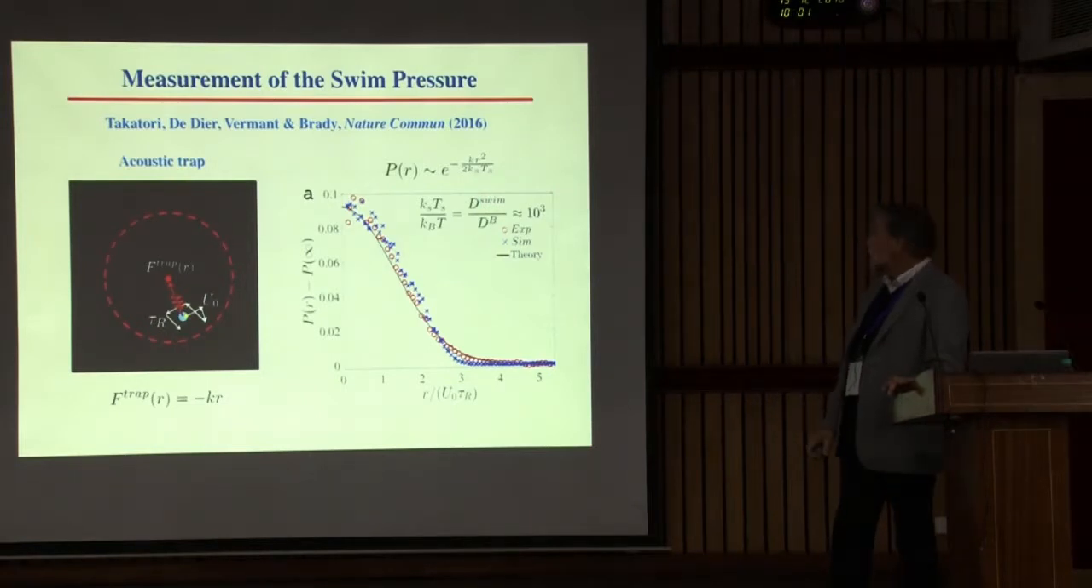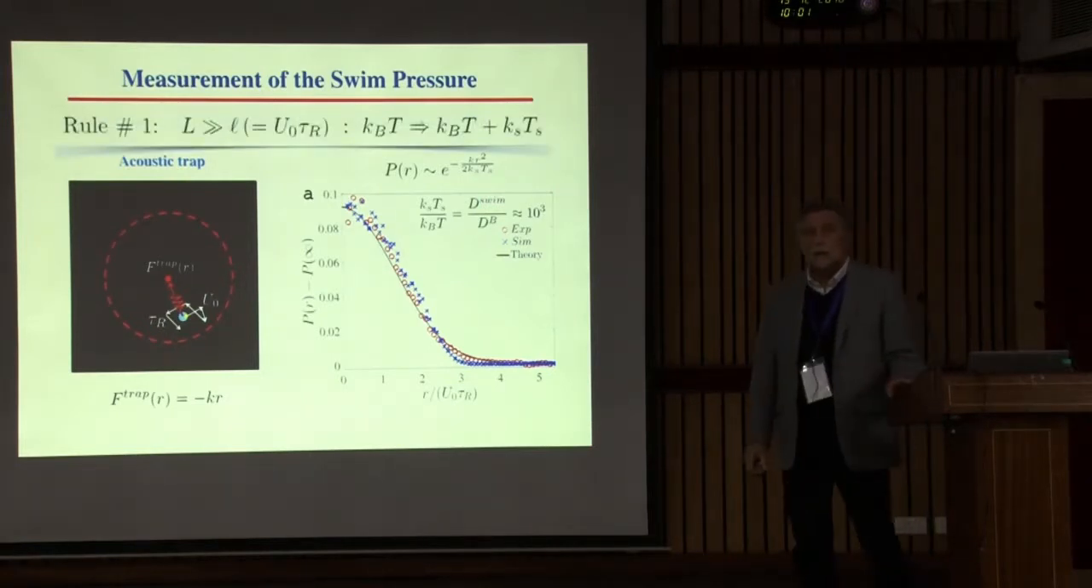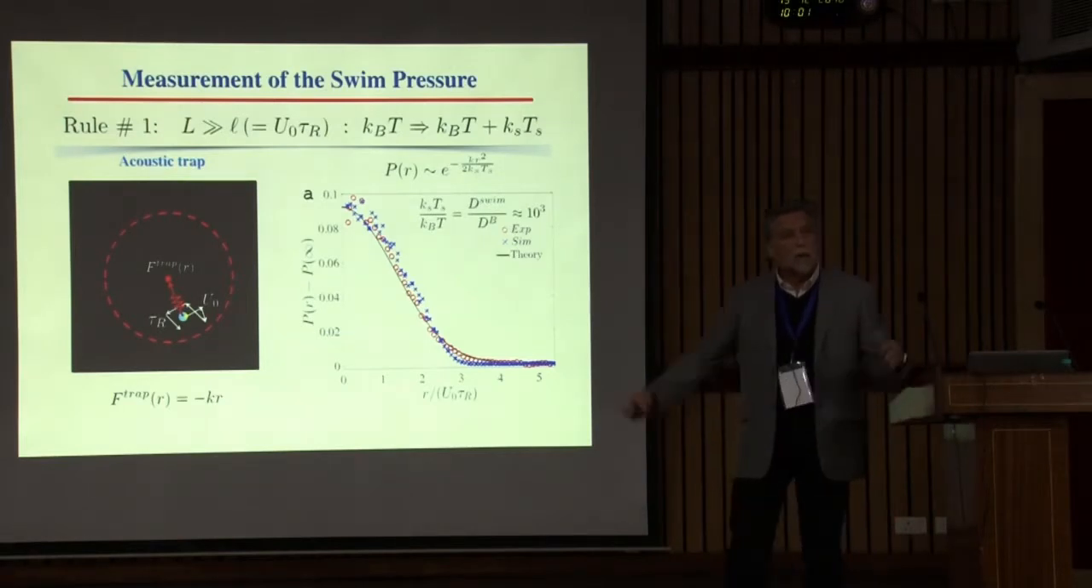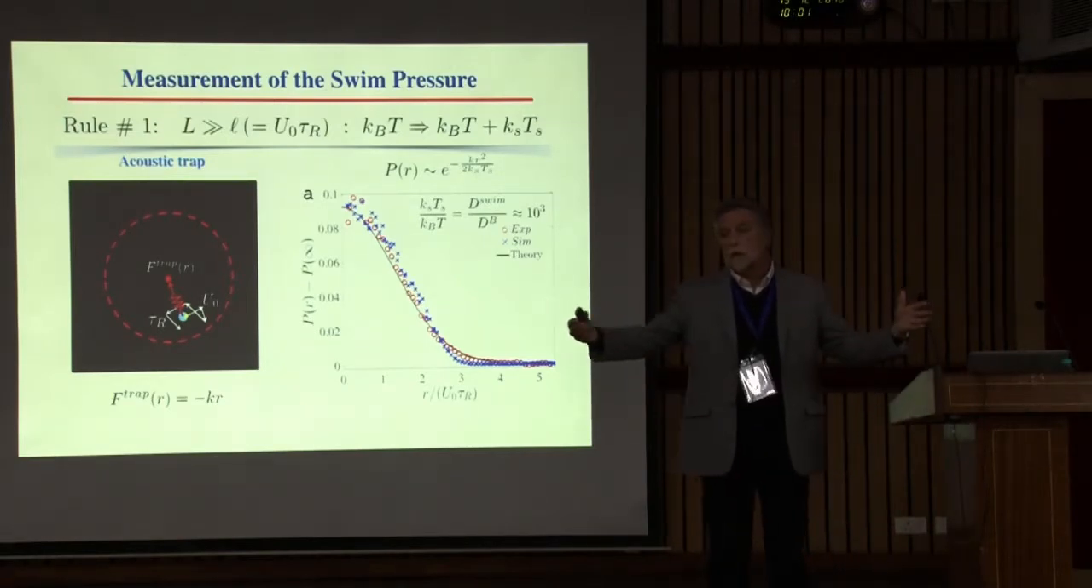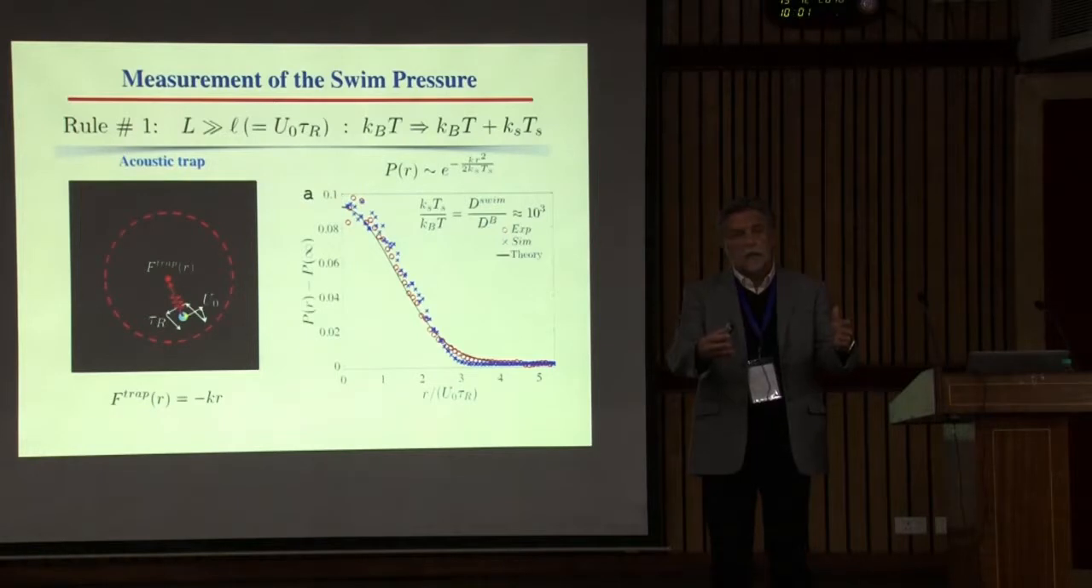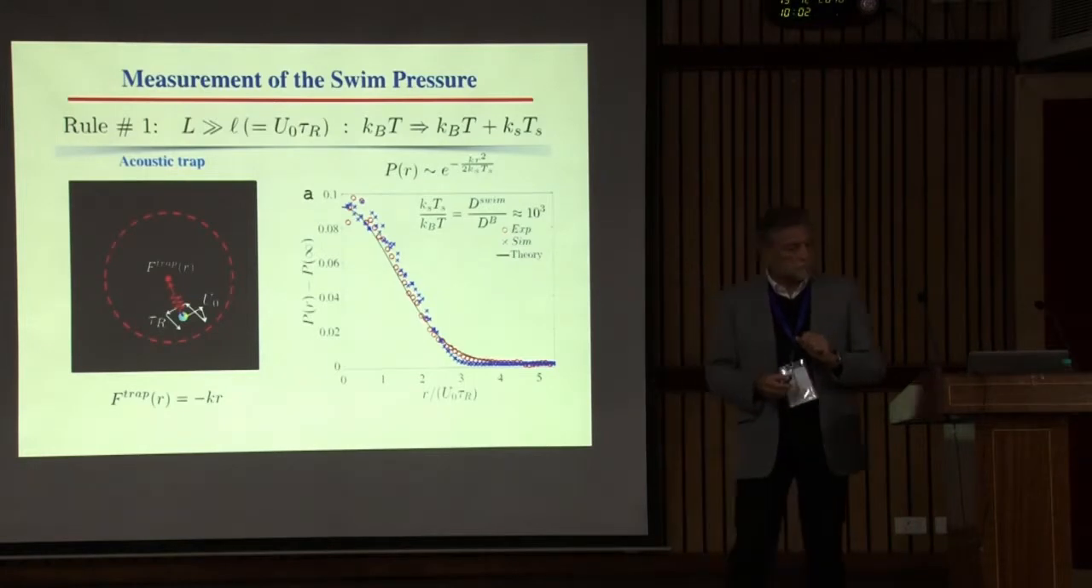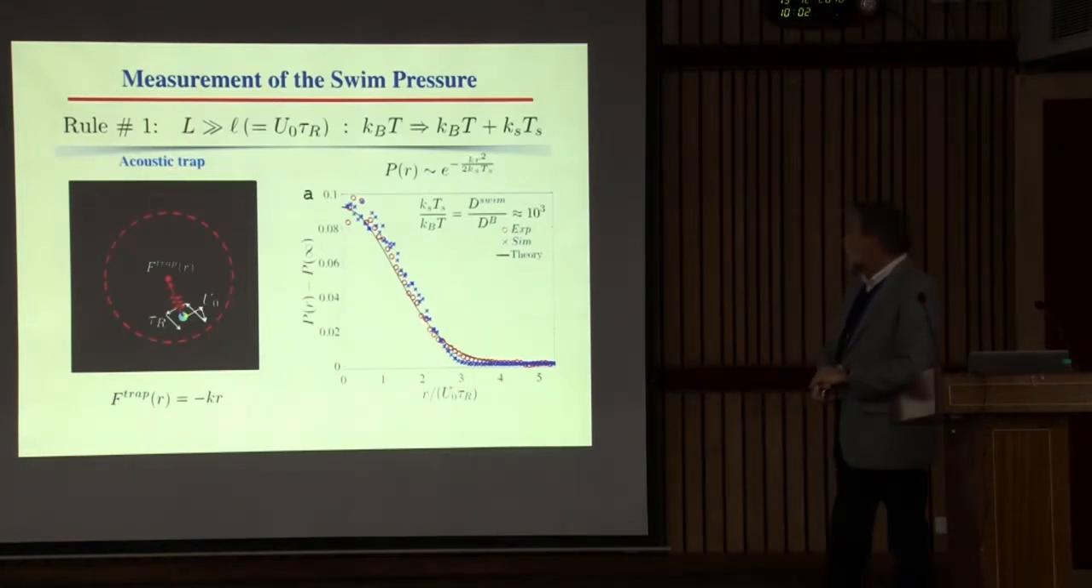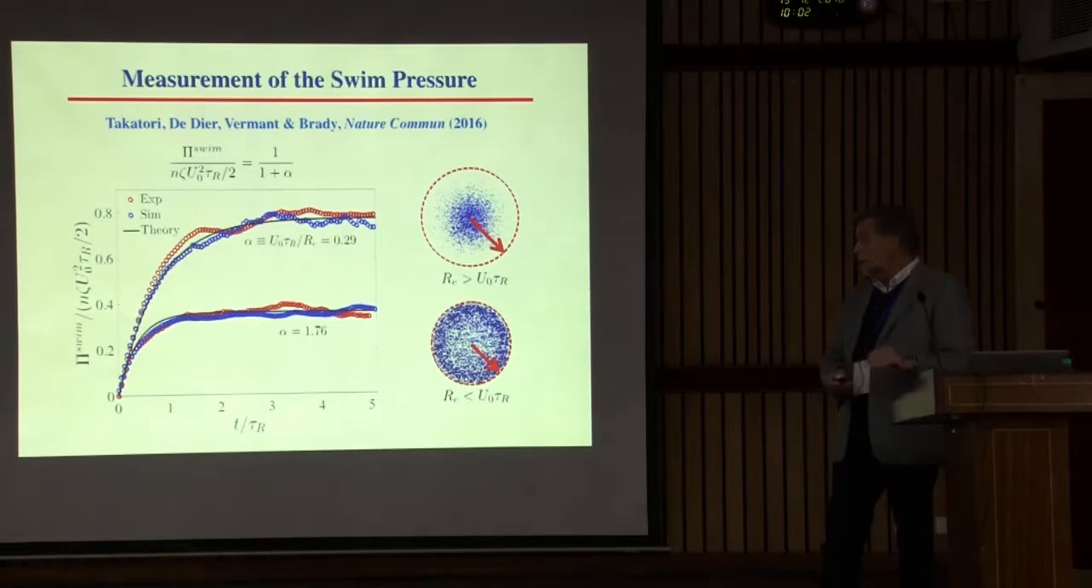So that gives rise to what we call rule number 1 of active matter. Whenever the length, in this case the trap size, is large compared to the run or persistence length, everywhere you find kBT, you get to replace it with kBT plus ksTs. You can't tell whether the motion was Brownian or active. Then we wanted to try to measure the swim pressure, and we found something that we weren't anticipating.